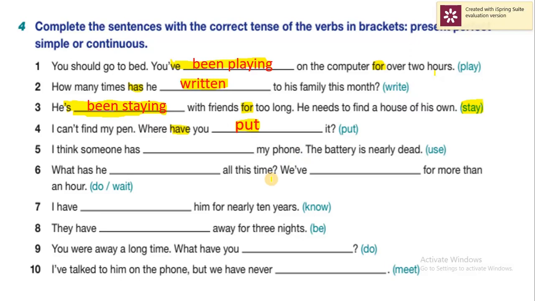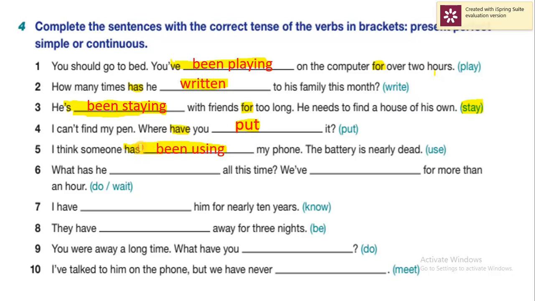Okay, so here what is the answer? Since it is a long time, long time means there is something continuous. So what did we take that has continuous? Yes, present perfect continuous. So here the answer should be yes, has been using, and I explained why we chose here has been using, because as I told you the battery is nearly dead.